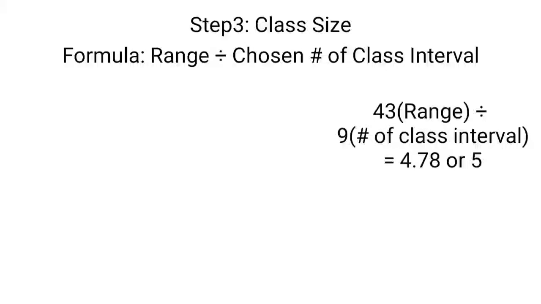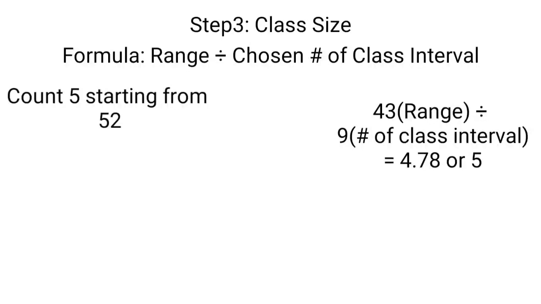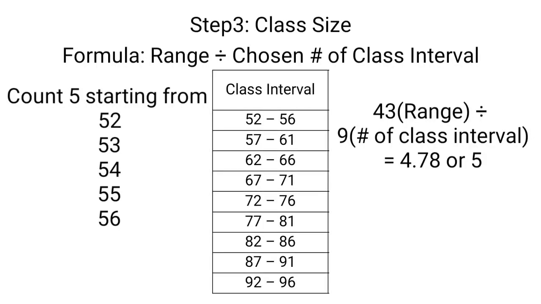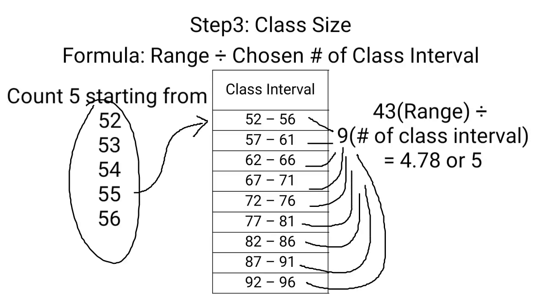As an application, you need to count 5 starting from 52: 53, 54, 55, then 56. And you will get the first group in your class interval, which is 52 to 56. Then another group again. Next is filling in the class boundary.